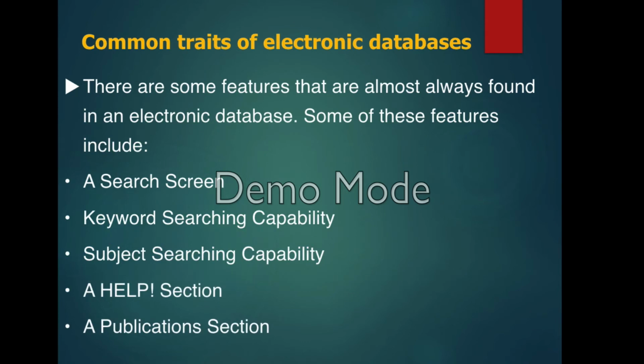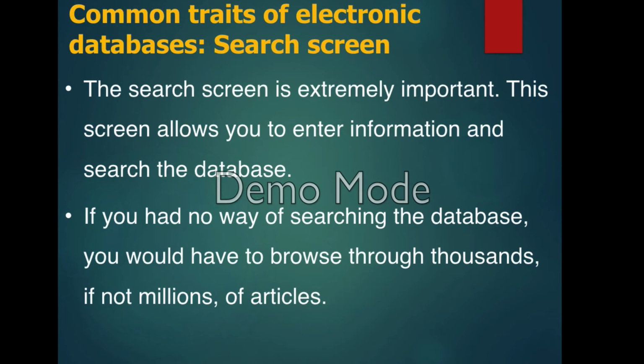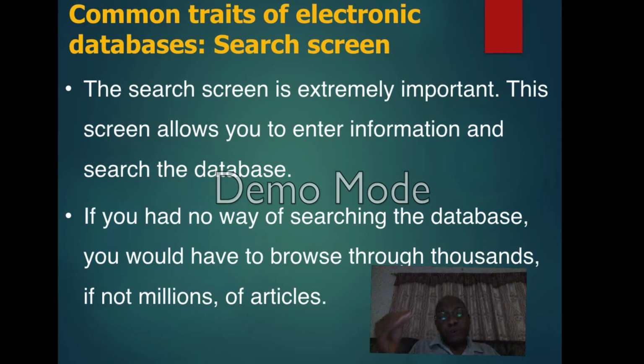Now, there are some features that are almost always found in electronic databases. Some of these features include a search screen, a keyword search, subject searching capability, a help section, a publication section. Now, the search screen is extremely important. This screen allows you to enter information and search the databases. You see, the search screen, that is where you input your keyword or your search string to be able to access whatever information you need from the databases. If you have no way of searching the databases, you will have to browse through the thousands, if not millions, of articles.